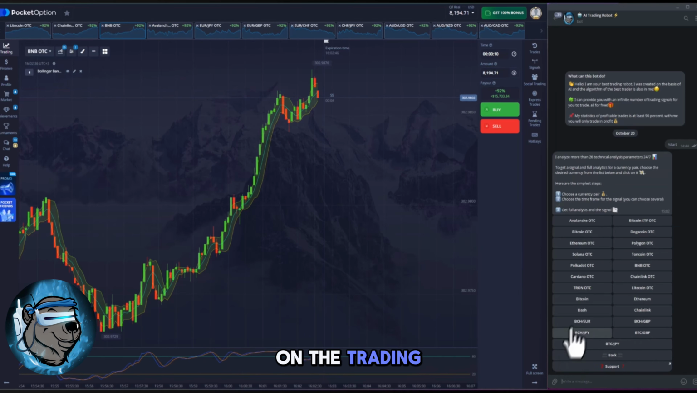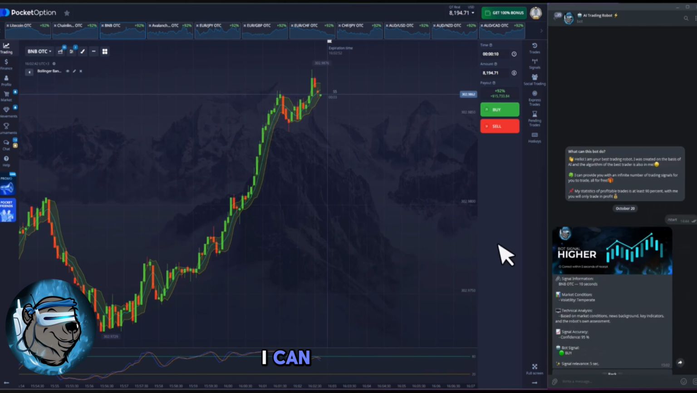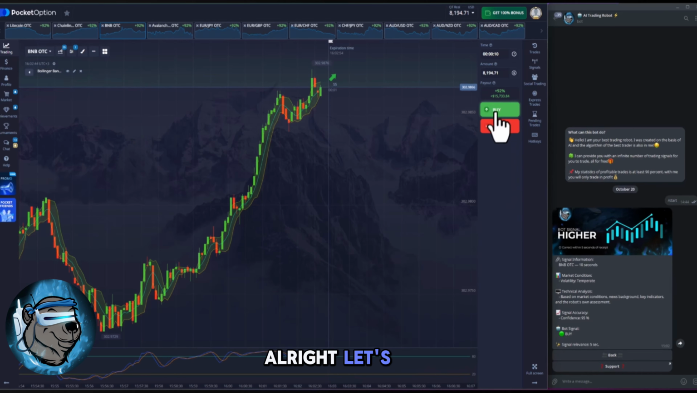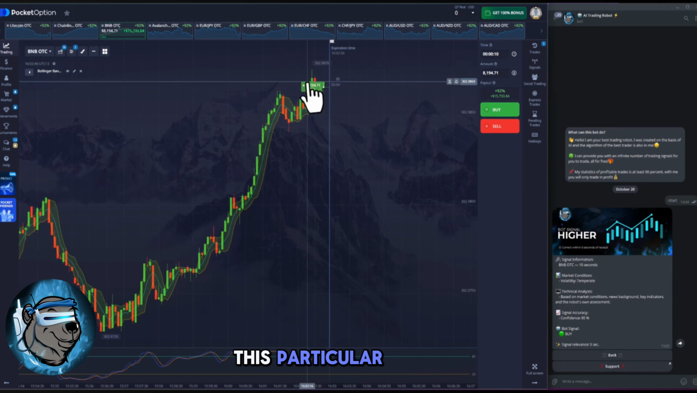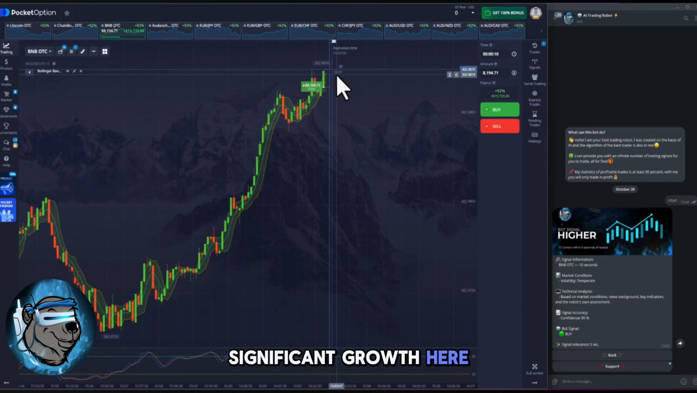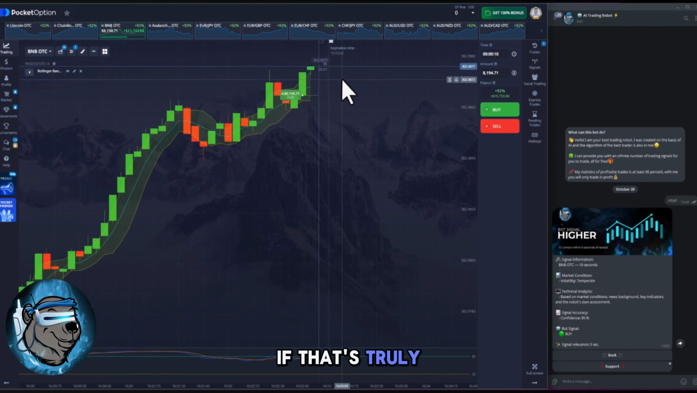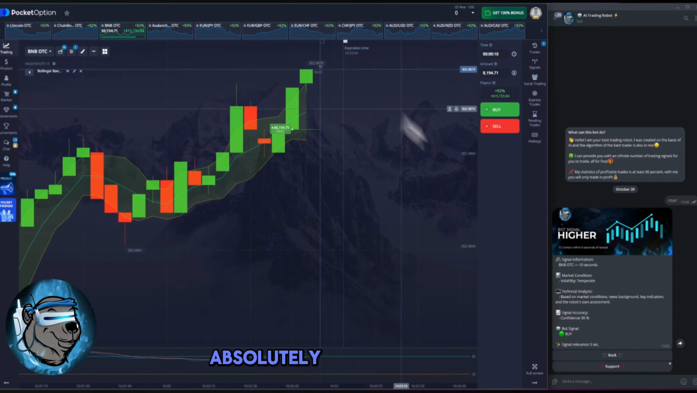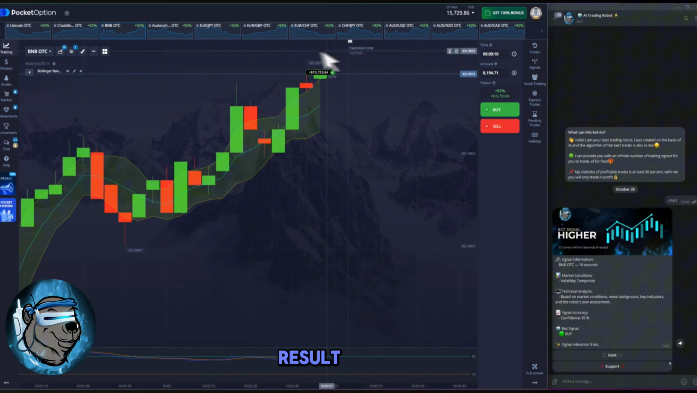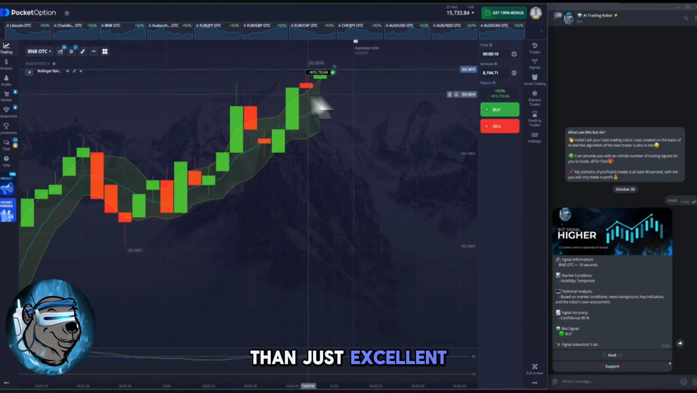I open it on the trading instrument and request a 10-second signal. The signal clearly indicates that I can confidently buy here. Alright, let's say I completely trust this particular trading instrument and genuinely expect significant growth here. Let's carefully observe if that's truly the case. Absolutely correct opinion, and the final result is more than just excellent.